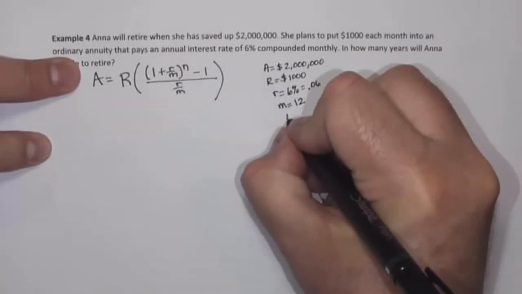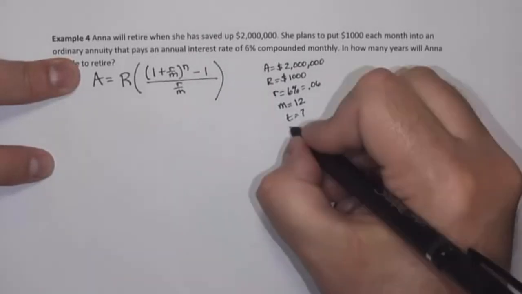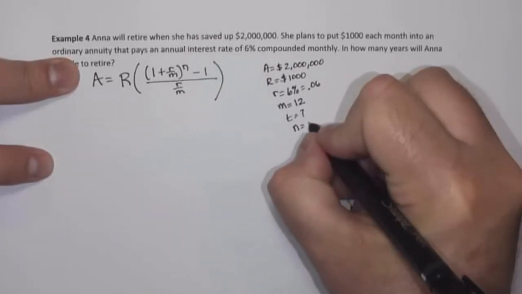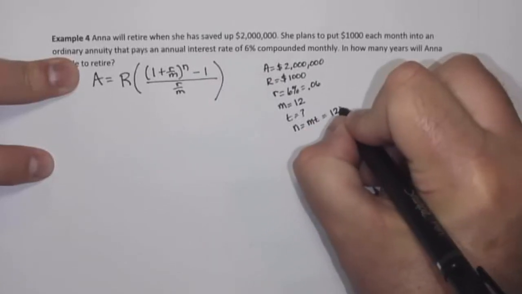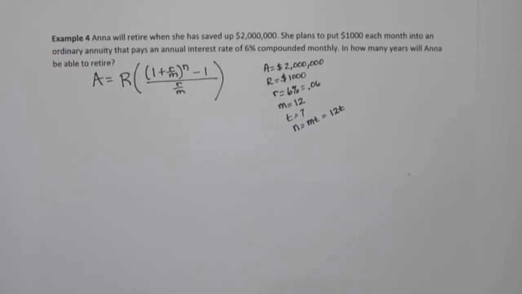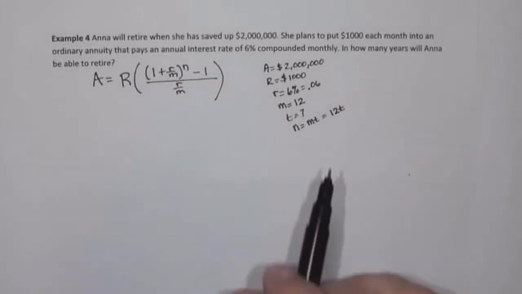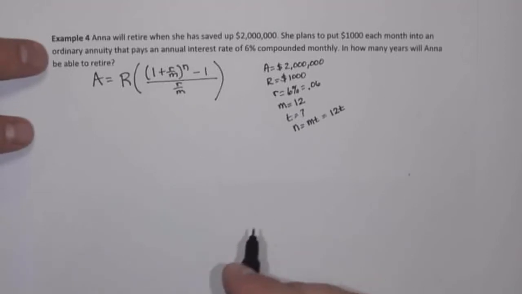What we're looking for is time. We don't know what that is, but we do know that N is going to equal M times T, so in this case that is 12 times T. We just don't know what T is. So how many years from now will Anna be able to retire if this is her plan? Well, let's fill in what we know and solve for T.